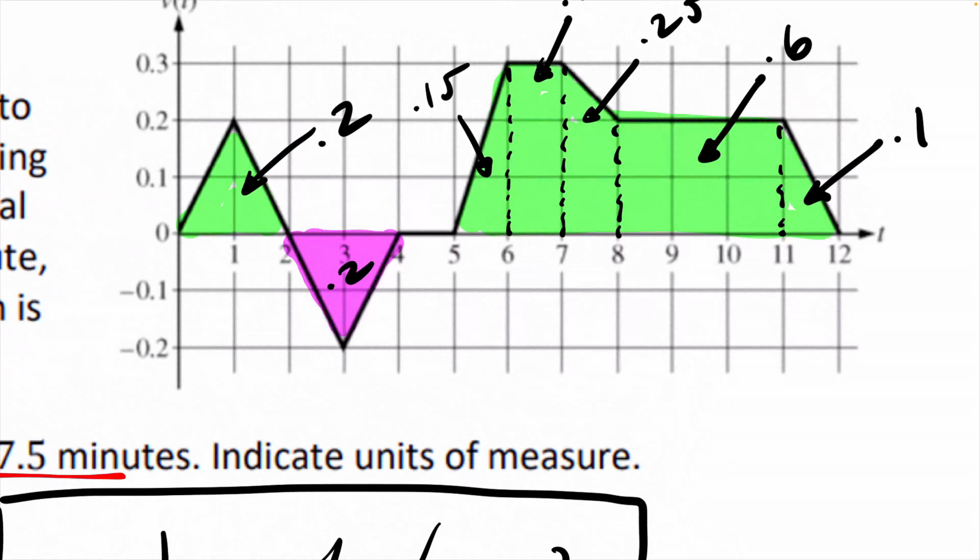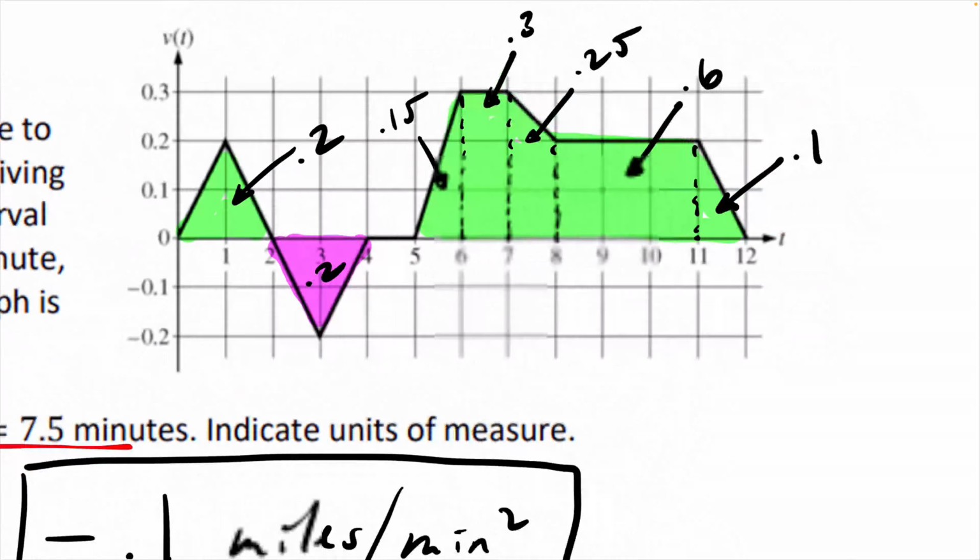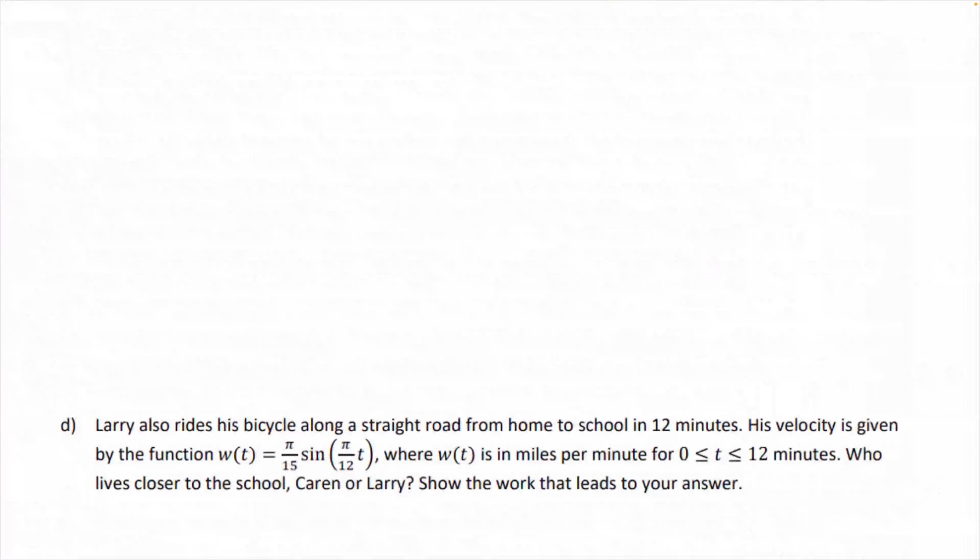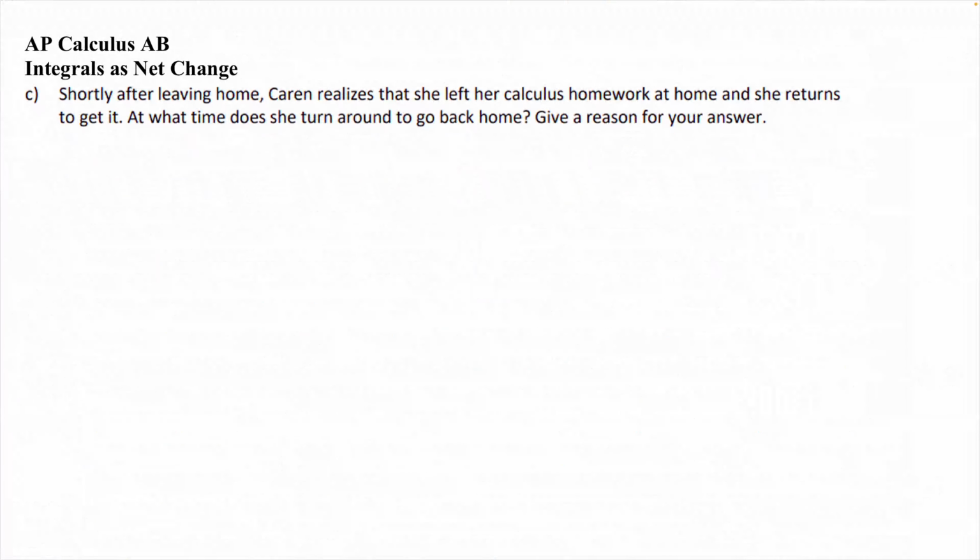What? Yeah, she's finding her homework. Yeah, from 4 to 5, she's home. She's not going anywhere. She's at home, but she's trying to find her homework. And then at 5, that's when she picks up where on her trip, right? So let's write this down. Okay. So we're going to say she turned around.